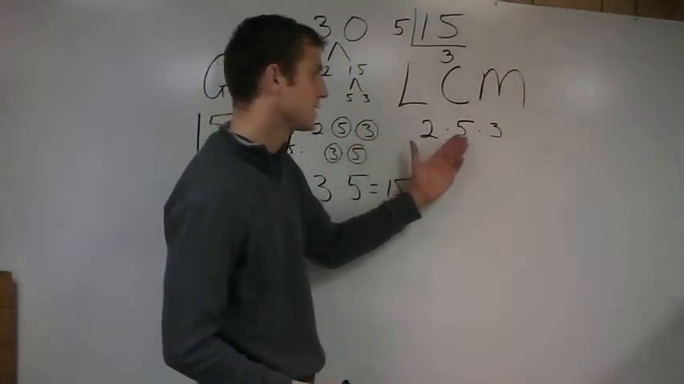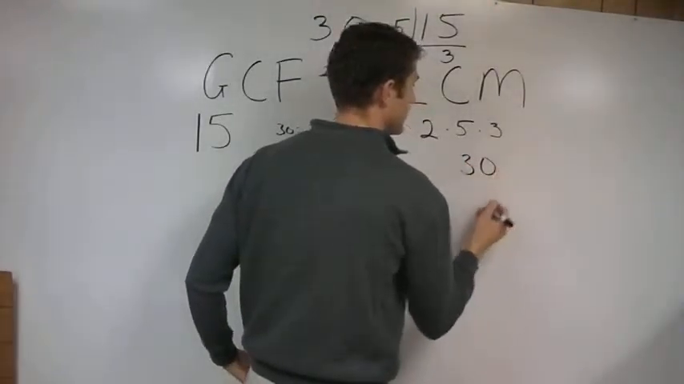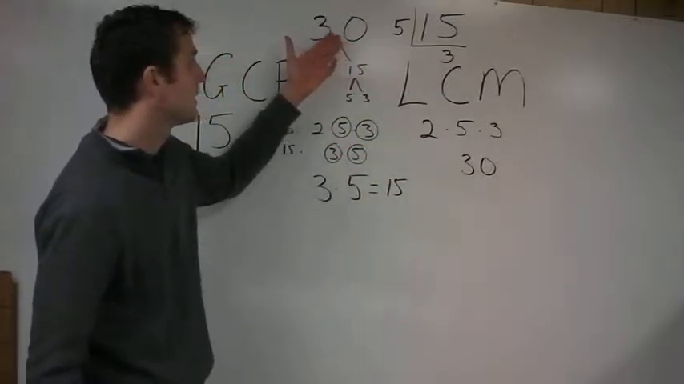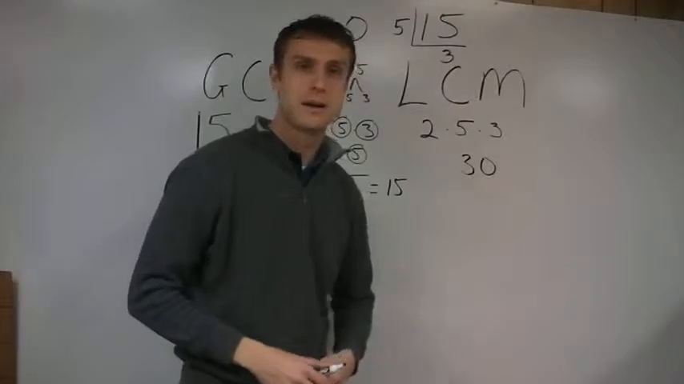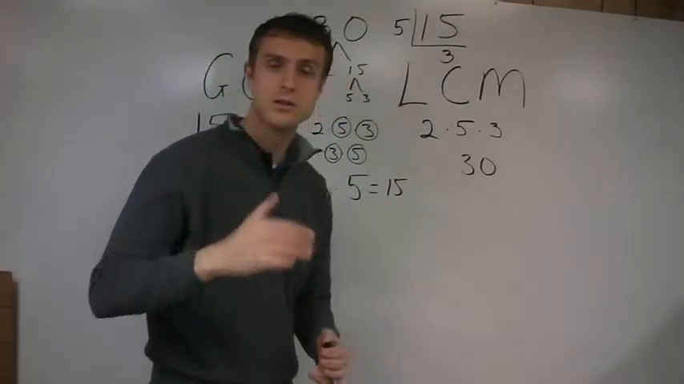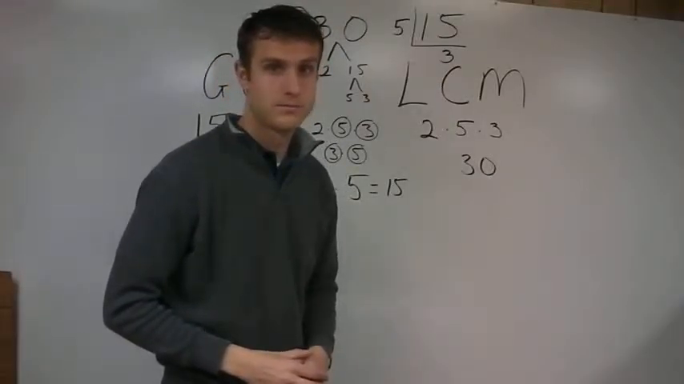So I do 2 times 5 is 10, times 3 is 30. 30 is my least common multiple. Notice that it is equal to the larger number. That's the smallest it could possibly be. Usually the least common multiple is going to be either equal to or larger than the larger number.